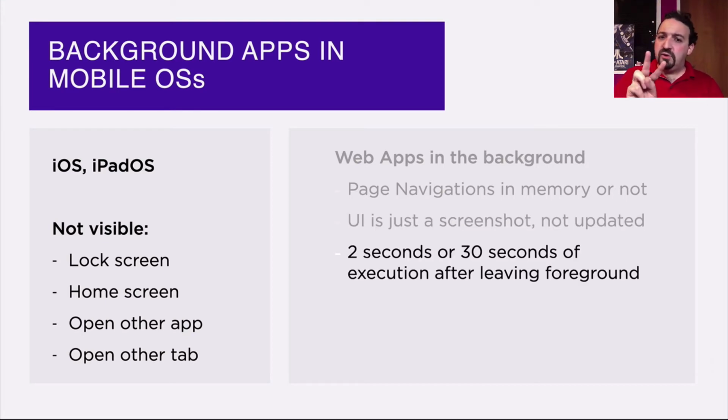And you will have 2 or 30 seconds of execution after leaving the foreground. Again, I'm not yet sure why that happens, why sometimes it's 30 seconds, sometimes it's 2 seconds, but that's the time that you have to execute code in the background when you get off the foreground.